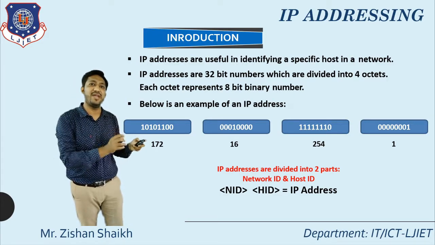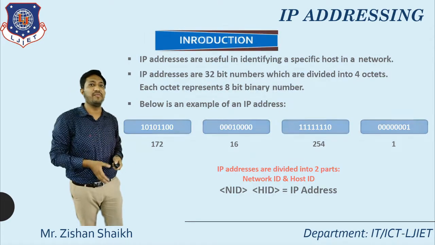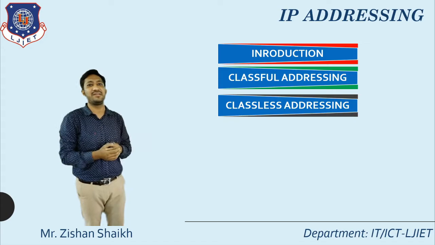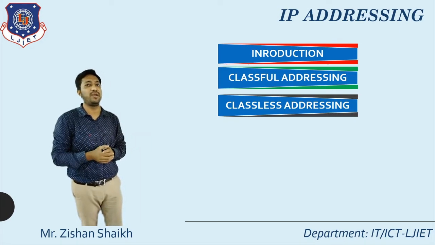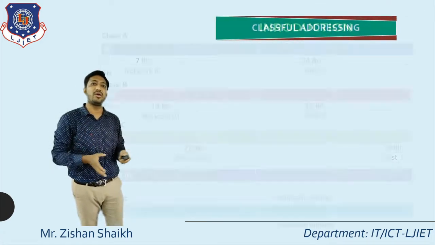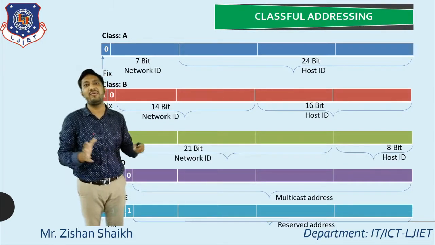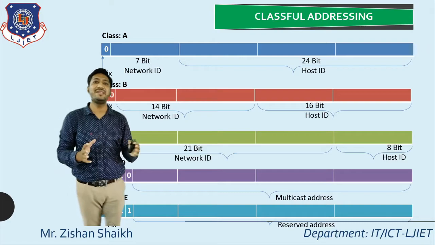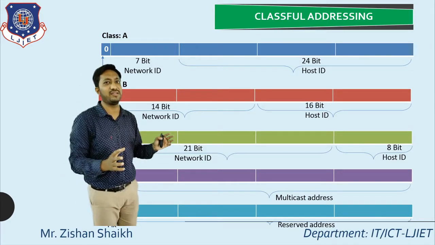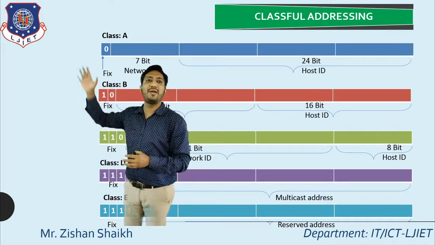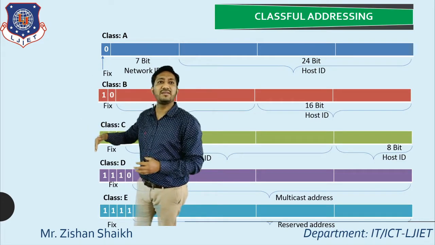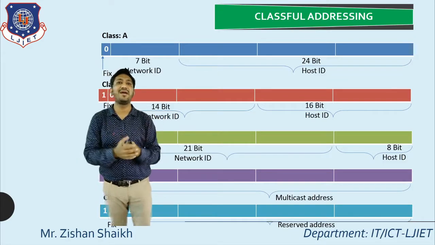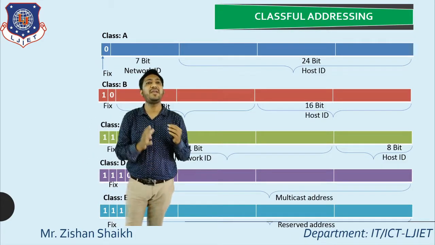How can we assign an IP address to our device? Now we are moving to the first IP addressing technique, that is classful addressing. When we talk about classful addressing, we have to understand 5 different classes. Our IP address range is divided into 5 different classes: class A, class B, class C, class D and class E.